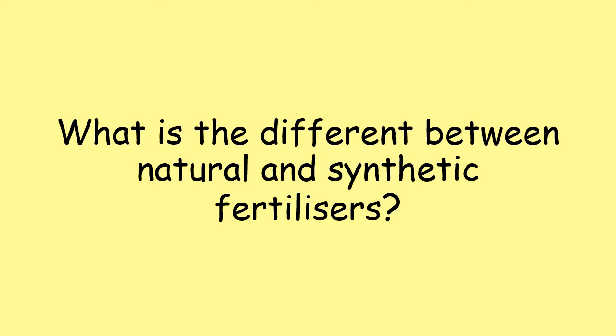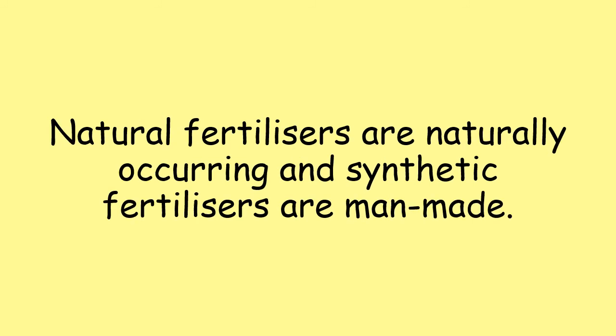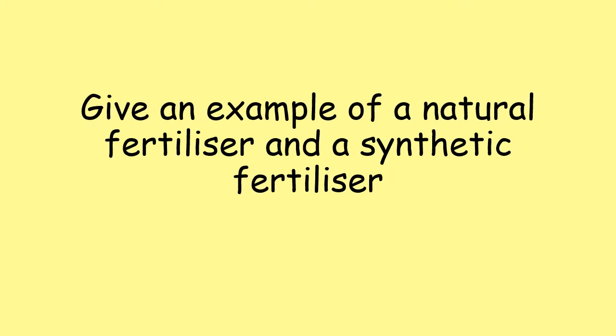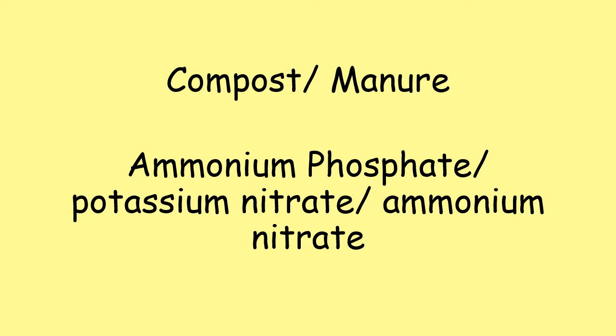What is the difference between a natural and a synthetic fertilizer? Well, a natural fertilizer occurs naturally through the natural rotting process of plants or food or animals, and synthetic fertilizers are man-made in the lab. Give an example of a natural fertilizer and an example of a synthetic fertilizer. A natural fertilizer would be something like compost or manure, and a synthetic fertilizer would be something like ammonium phosphate, potassium nitrate, ammonium nitrate, potassium phosphate, any of the combinations of those ions that we said.